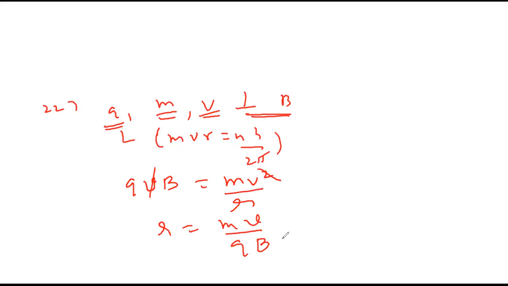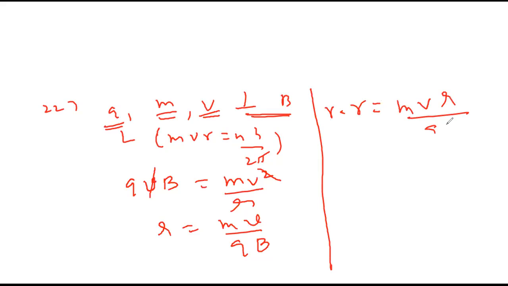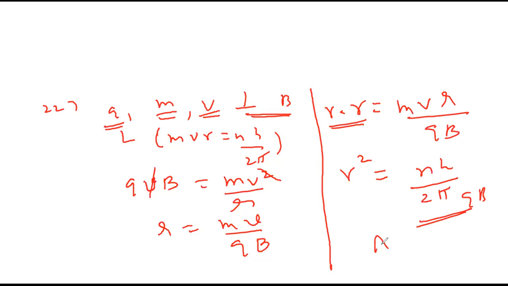Everywhere it is given r square equal to. So I'm just multiplying both sides by r so that my mvr can be replaced in terms of h. Now this becomes r square equals mvr, which is nh upon 2 pi, into 1 upon qB. This is the answer, nh upon 2 pi qB. First option. Charge enters perpendicular, always start with qvB equal to mv square by r.